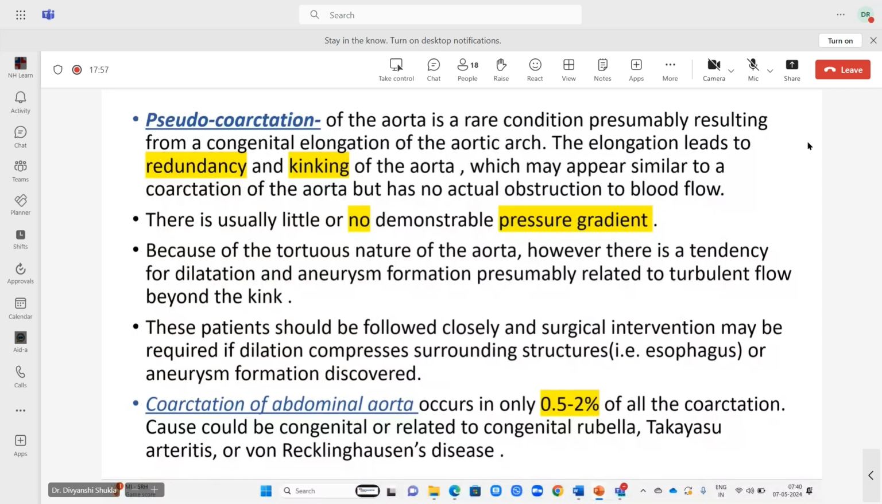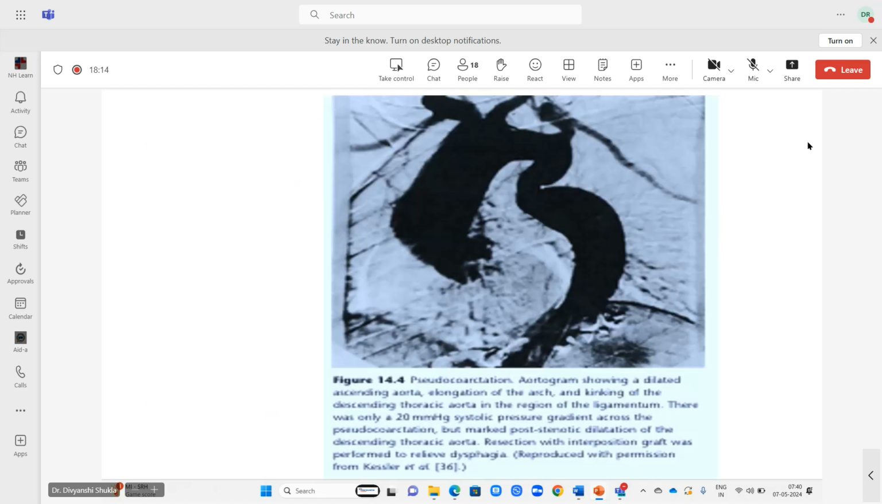This patient should be followed closely, and surgical intervention may be required if dilation compresses surrounding structures or aneurysm formation is discovered. Coarctation of abdominal aorta occurs only in 0.5 to 2% of all cases of coarctation and is usually associated with conditions like congenital rubella, Takayasu arteritis, or von Recklinghausen's disease. Diagram depicting the pseudocoarctation.